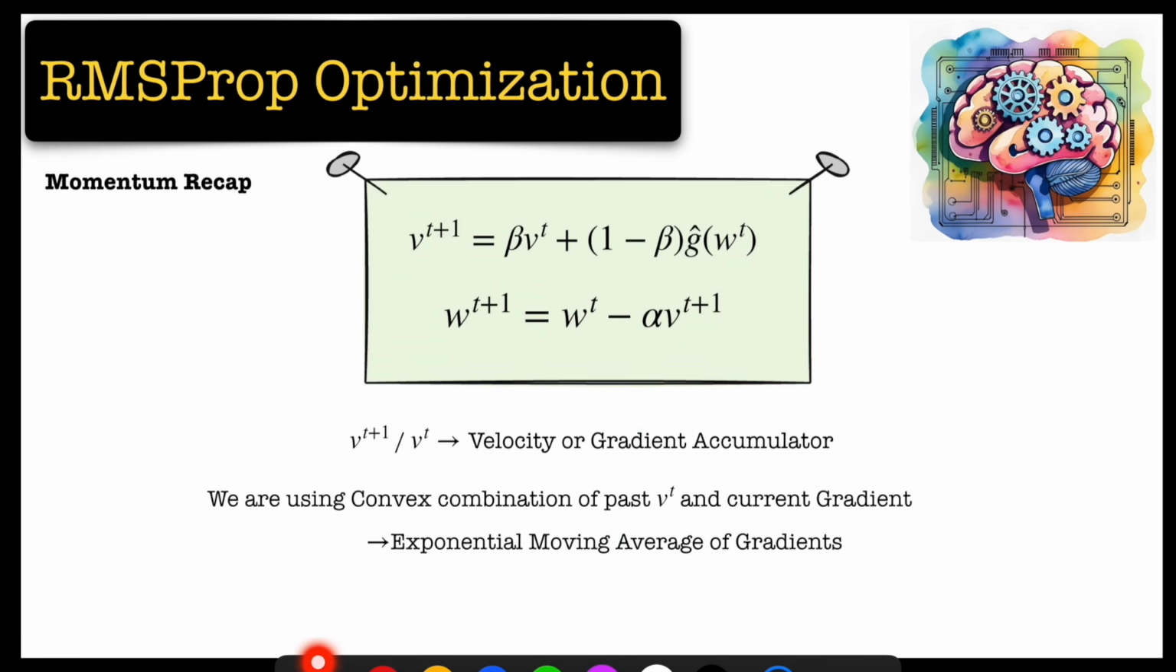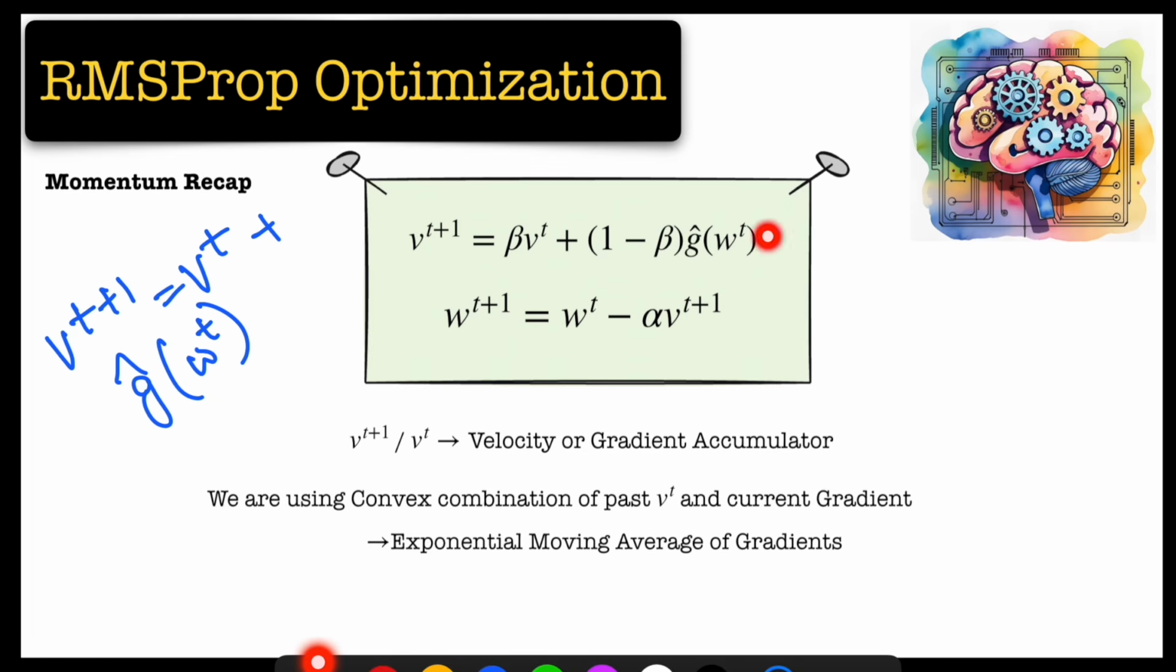Now I'll just give a quick recap of momentum and RMSProp. In momentum, we have this velocity or gradient accumulated. So this Vt plus 1 is beta times Vt plus 1 minus beta times the gradient at the previous iteration. Momentum has a simpler version also, where Vt plus 1 is Vt plus gradient, right? So it's basically accumulating the gradients in each iteration. So it's kind of a cumulative sum.